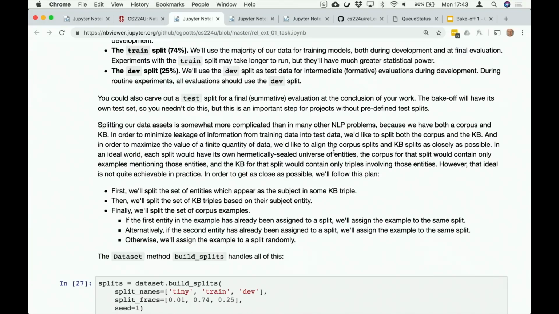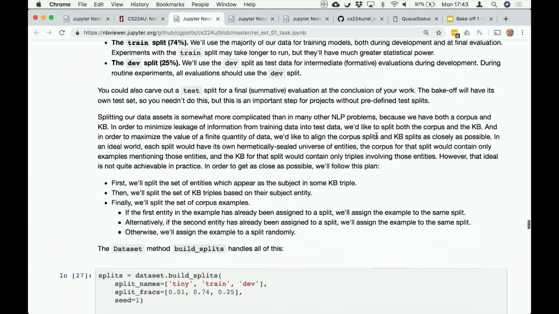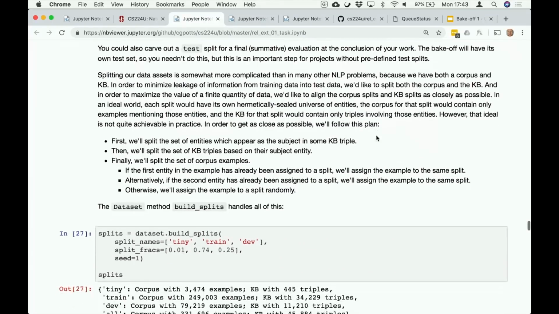And during development, you'll typically train on the train split and test on the dev split. We've also held out a test split that we're going to use for the bake-off. So you don't have access to that yet, but it exists, and we're keeping it in a vault deep underground for now.